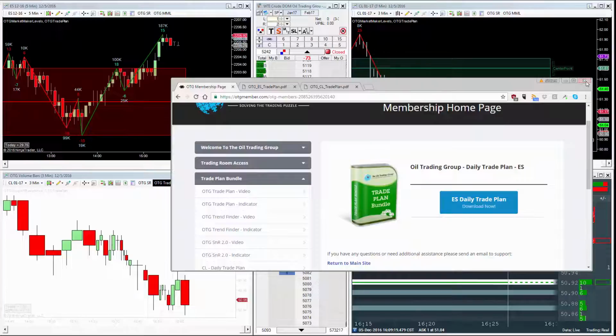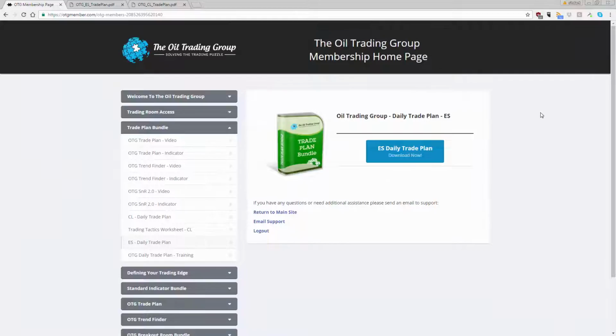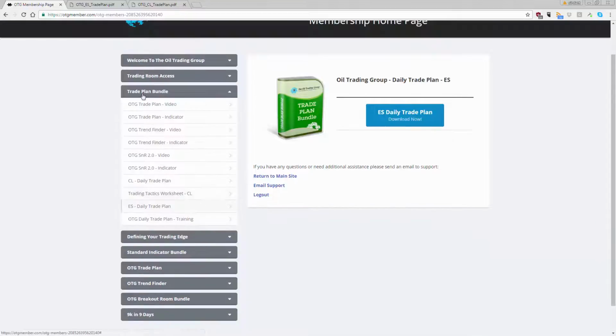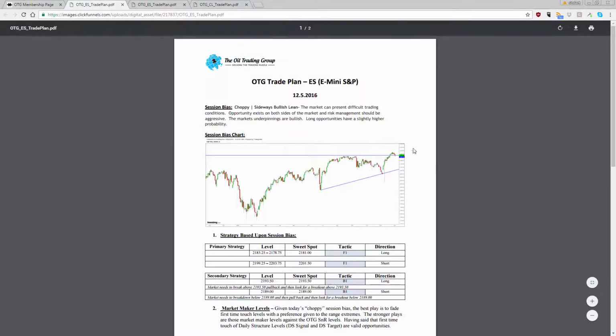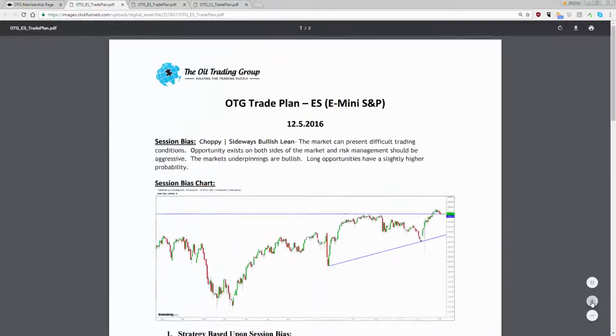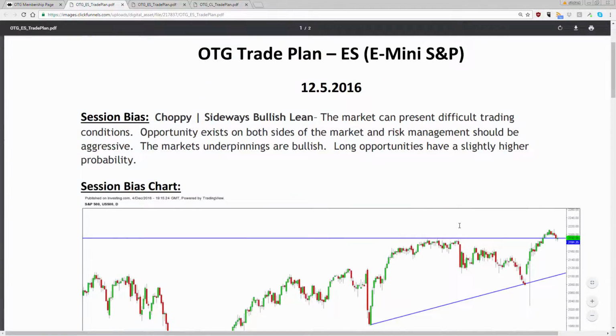All right, so let's take a look at the trade plans here for the ES and the CL. First of all, this is the OTG membership page. Underneath your trade plan bundle, you have your CL trade plan and your ES daily trade plan. When you click these tabs, it pulls open the trade plans. And right now, let's take a look at this ES trade plan.